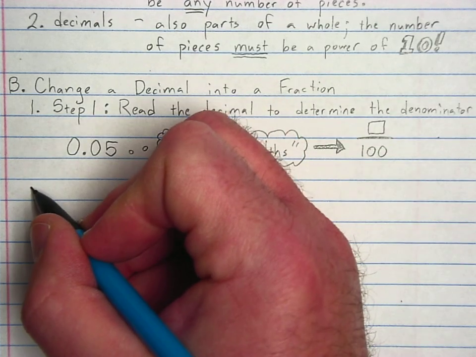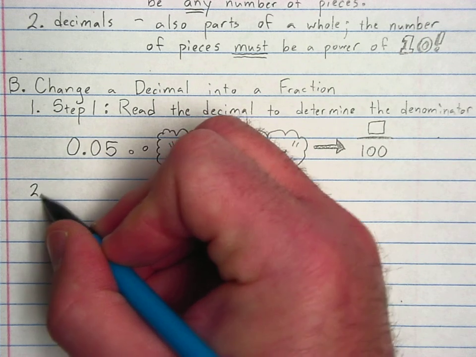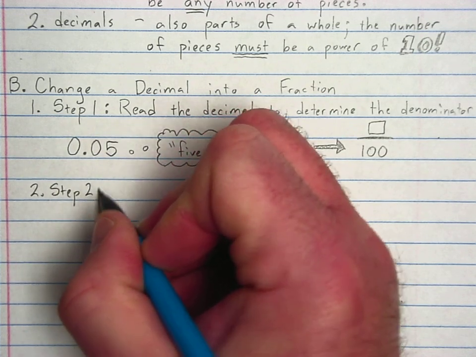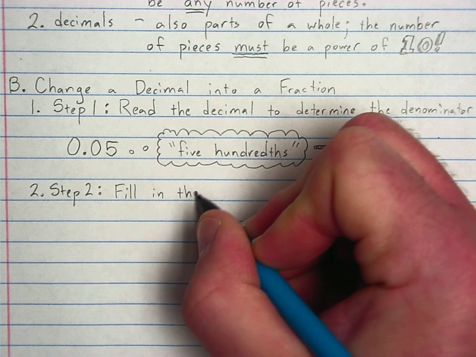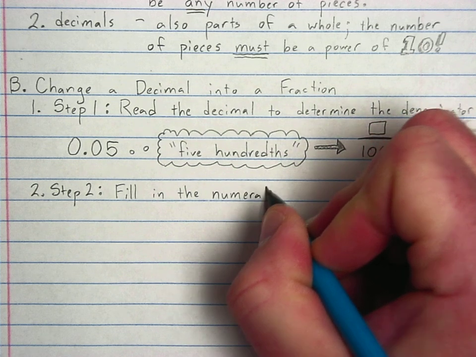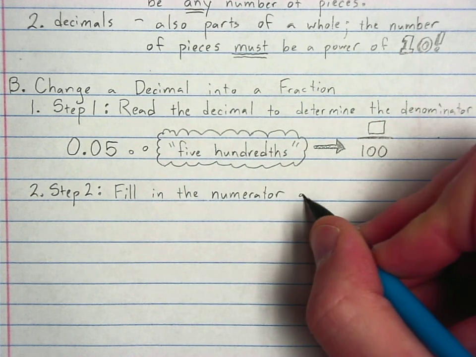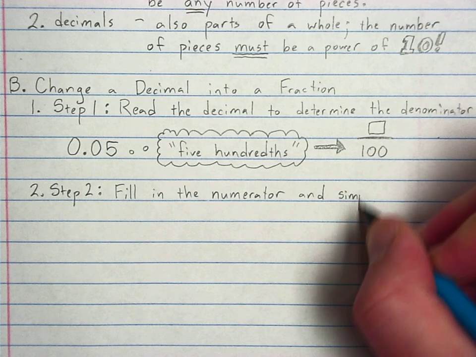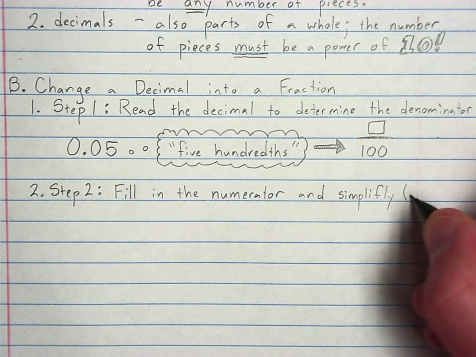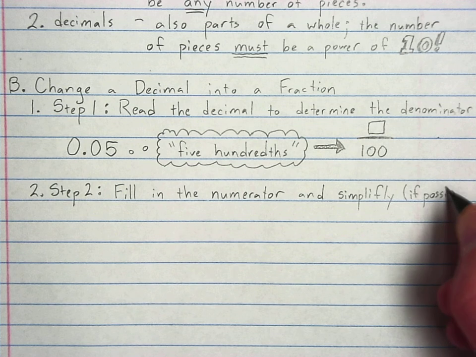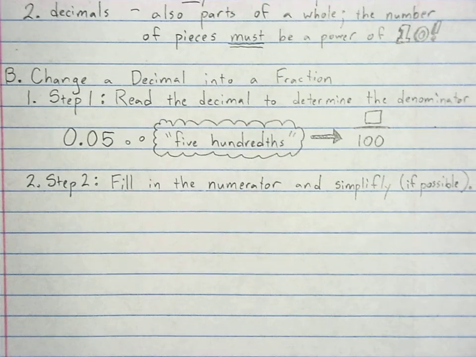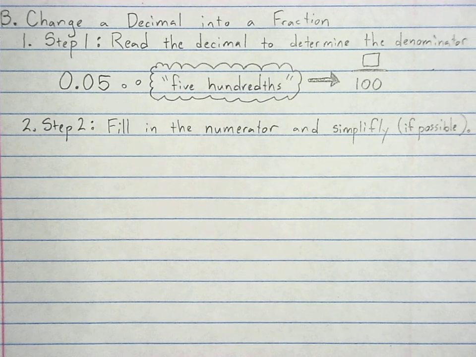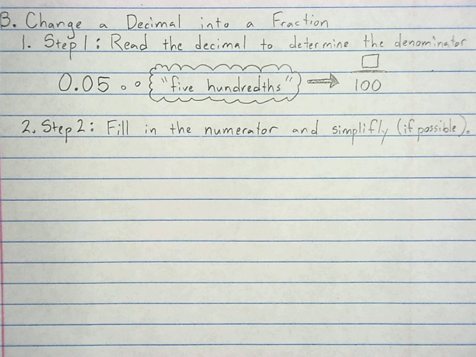Okay. For step 2, that's where we get to fill in the little box. Fill in the numerator and simplify if possible. There will be some times where it's not possible, but you should always check. Always check. Okay? We've seen in class sometimes we think we do something that'll prevent us from needing to bother, and no, we always have to check.